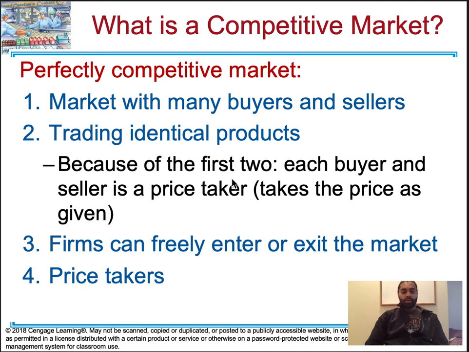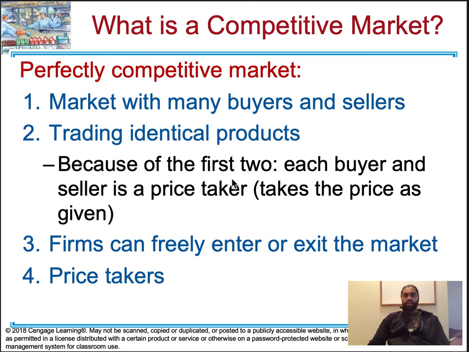Now, firms are price takers. What it means to be a price taker is they have no market power. They can't influence the price whatsoever. They take whatever price the market gives them. When we look at monopolies, they'll be price makers. They get to set the price. Price takers, whatever the price the market has, that's what you're going to sell at. There's no incentive to sell at a higher price, no incentive to sell at a lower price.